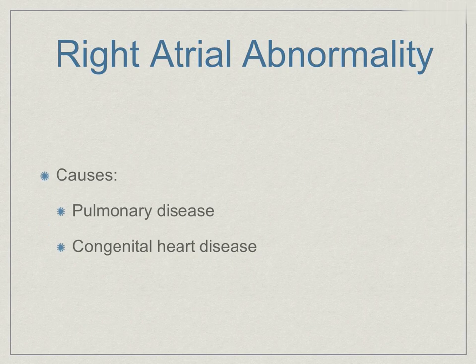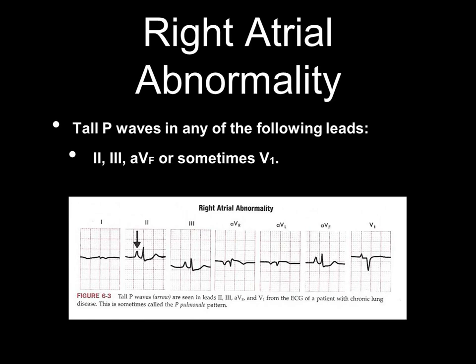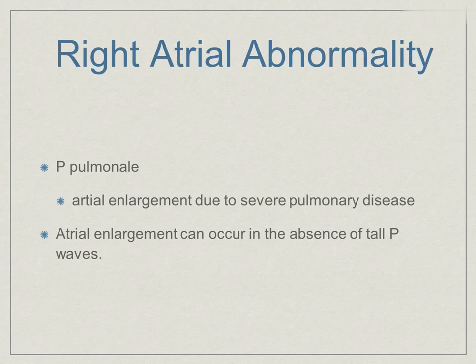Right atrial abnormality. Causes: pulmonary disease, congenital heart disease. Tall P waves in any of the following leads: 2, 3, aVF, sometimes V1. P pulmonale: atrial enlargement due to severe pulmonary disease. Atrial enlargement can occur in the absence of tall P waves.